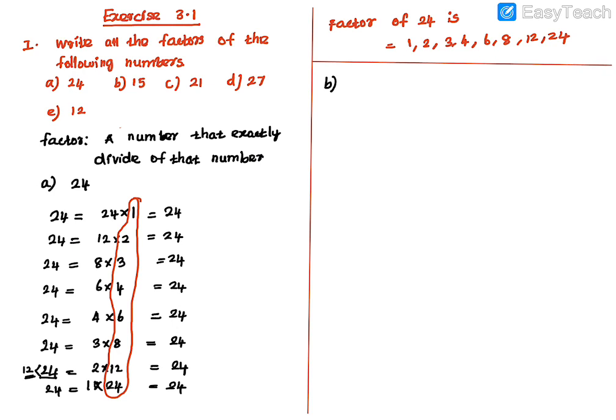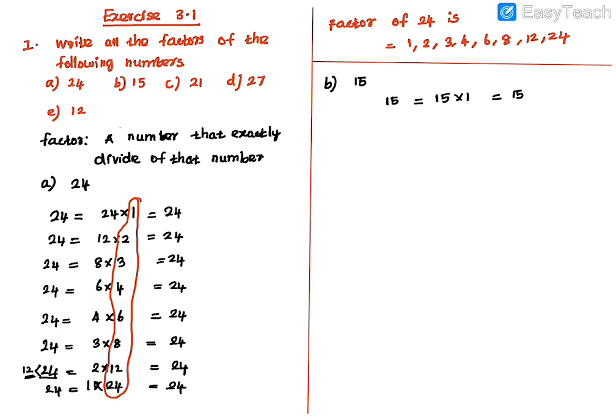Okay. So next, the second question, 15. Find the factor of 15. How to find? Same way, you just write that number 15 first. First you have to check how many 1s are 15. So how many 1s are 15? 15 into 1s are 15.